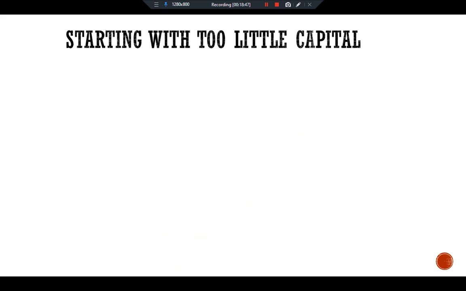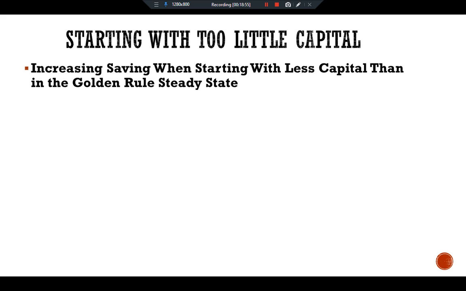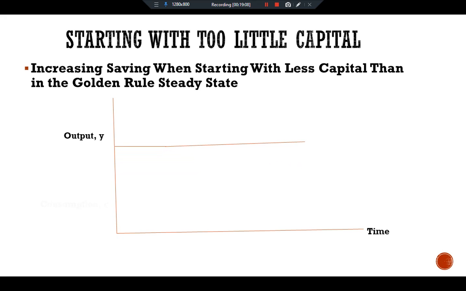Okay, now we are starting with too little capital. Let's see our graphical presentation here. First, increasing saving when starting with less capital than in the golden rule steady state. We have time on the x-axis, and we have steady state output, steady state consumption, and steady state investment. Okay, when the economy begins with less capital than in the golden rule steady state, the policymaker must raise the saving rate to reach the golden rule.